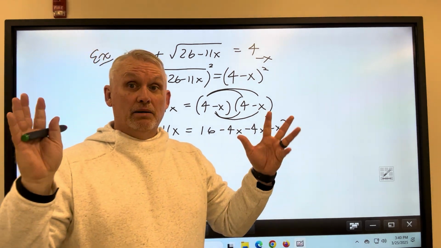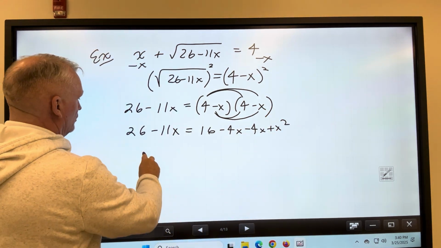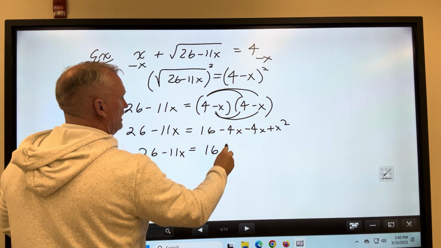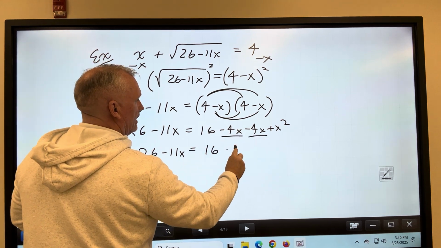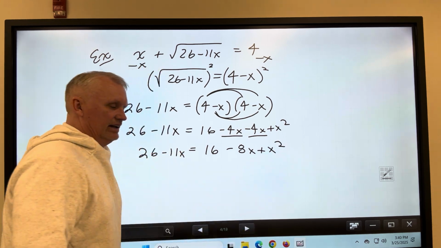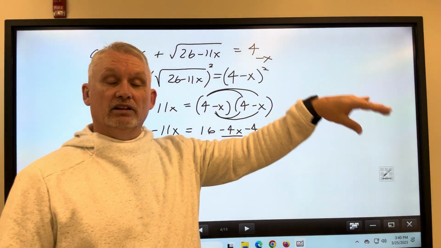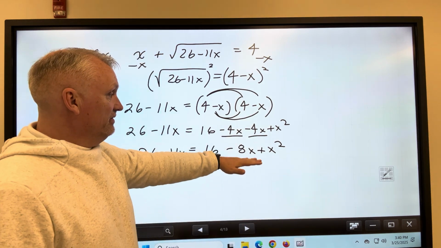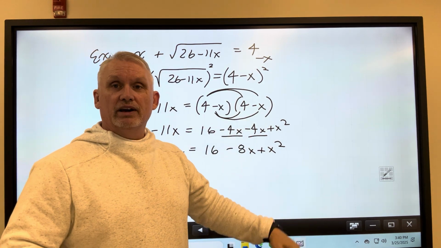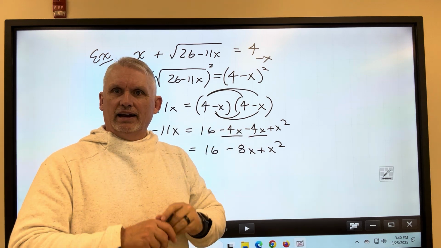We've got a lot of combining like terms. 26 minus 11x is equal to 16 combined minus 8x plus x squared. Now guess what we have to do? You got to think back to the last chapter. Once I have this, I got to get it all equal to 0. So I got to move everything over and get it equal to 0. And it's got to start with that x squared.